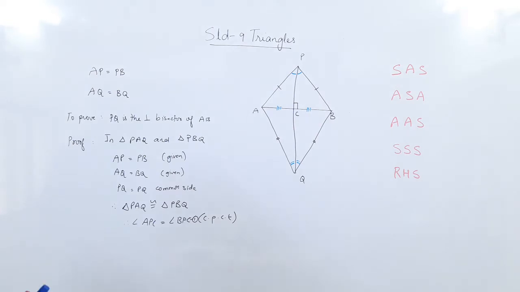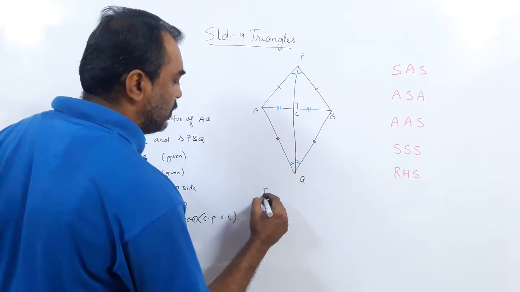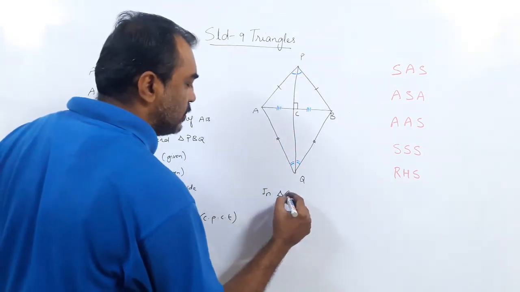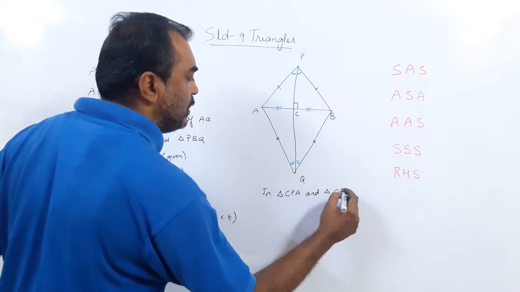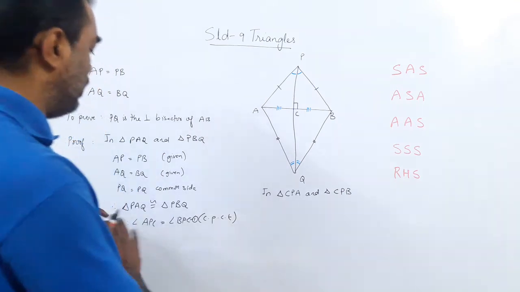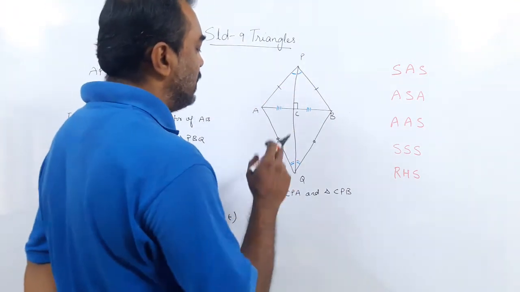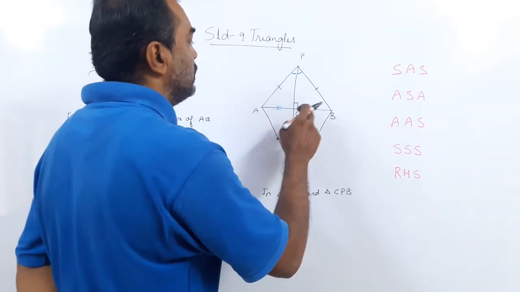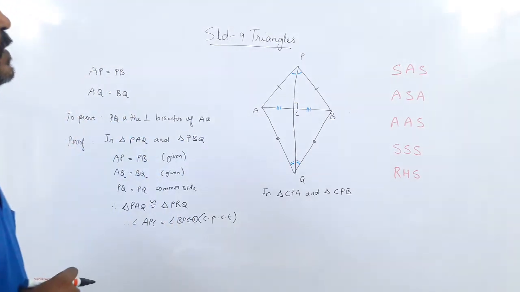Right? Okay. Now let me take in triangle CPA and triangle CPB. So I did this here, finished this. I showed this triangle congruent. I come to the next part, which I have taken CPA and CPB. Okay. What happens to CPA and CPB?